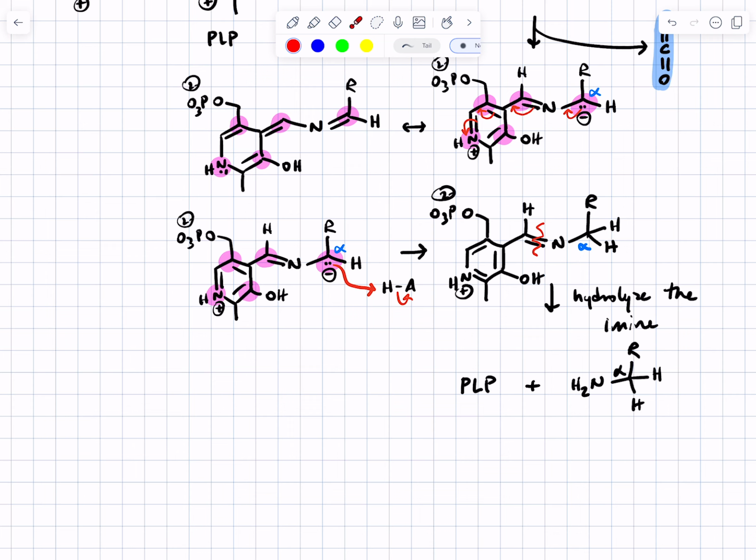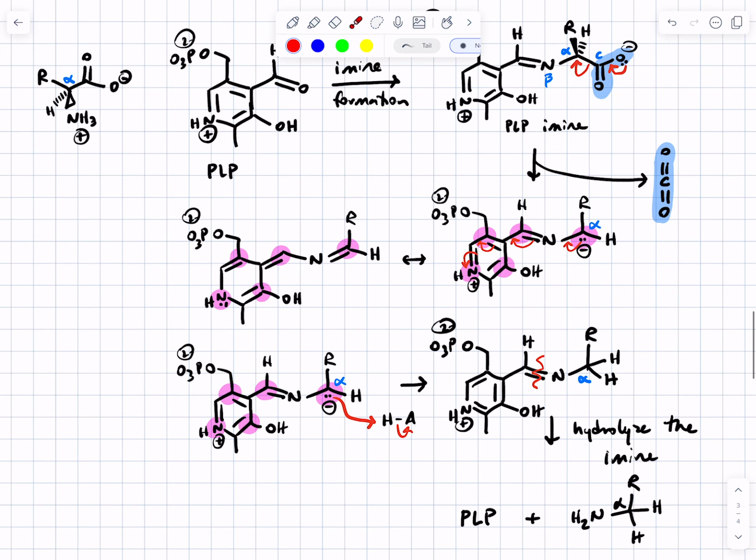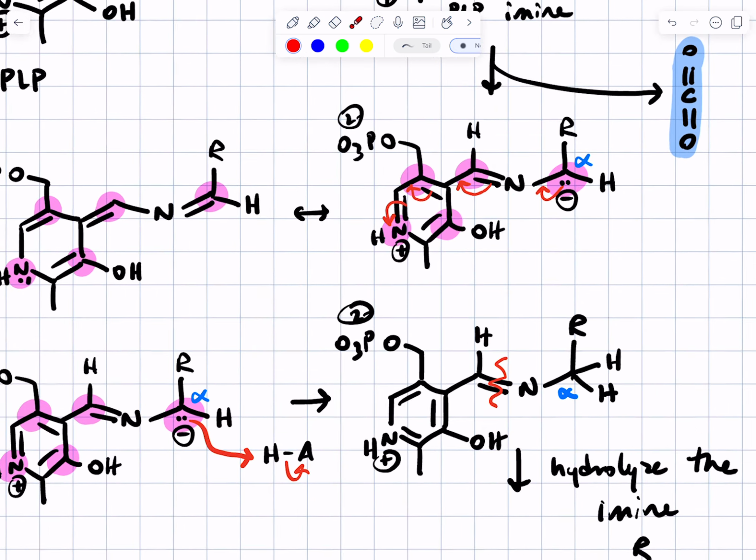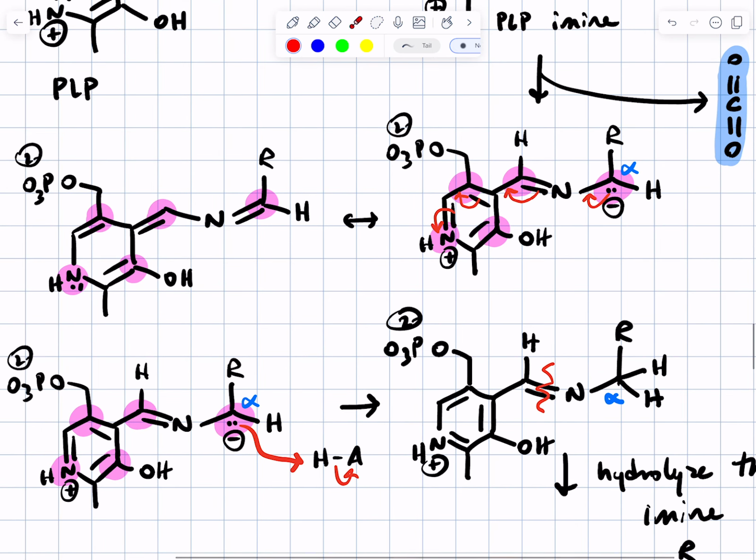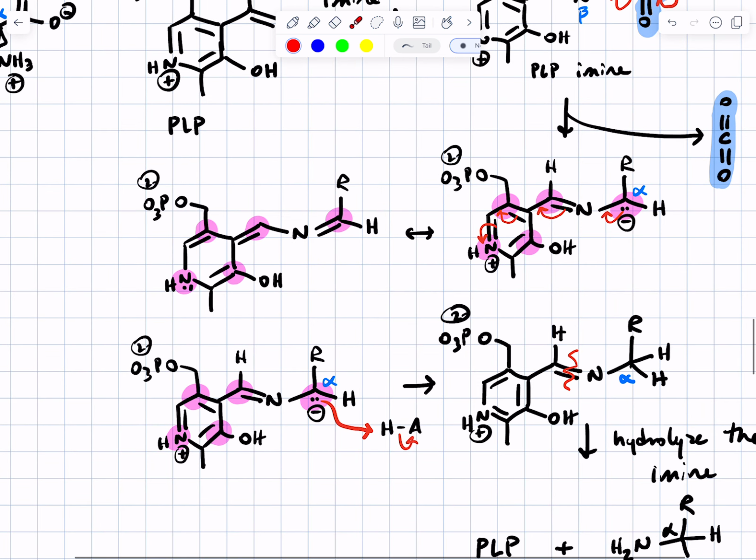Okay, questions about that process? Yeah. So is the molecule on the upper right the same as the molecule on the bottom left? Like, you're asking about this and this. Yes, it is. I just redrew it because I didn't have space. All right, what else?